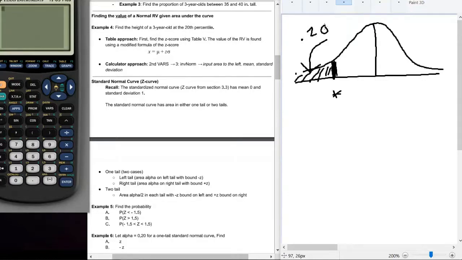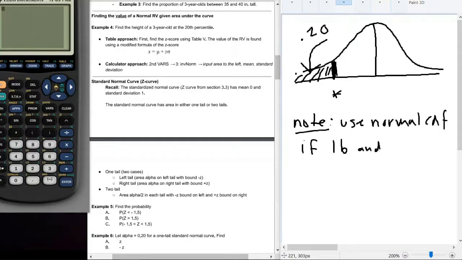So the go-to when it comes to the calculator is normal CDF, but I want you to make a note. We can only use normal CDF if lower bound and upper bound are known. Okay. We can only use normal CDF when the lower bound and upper bound are known. Do we know the lower bound in this case?